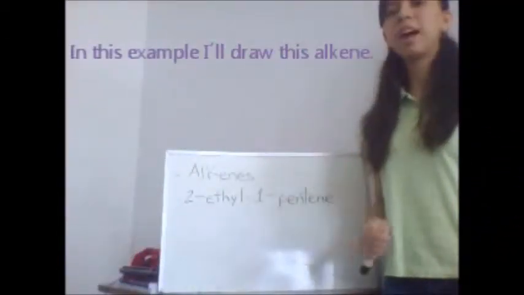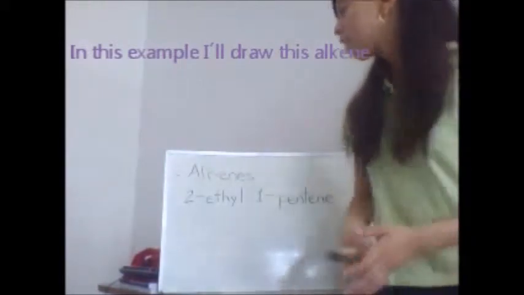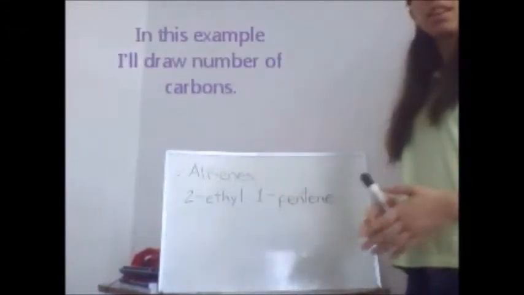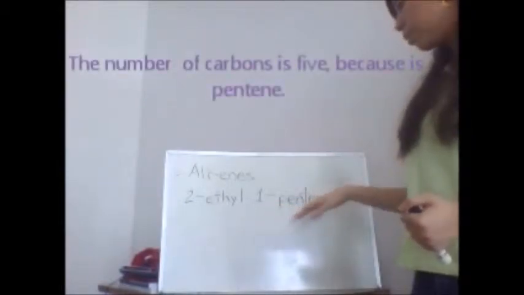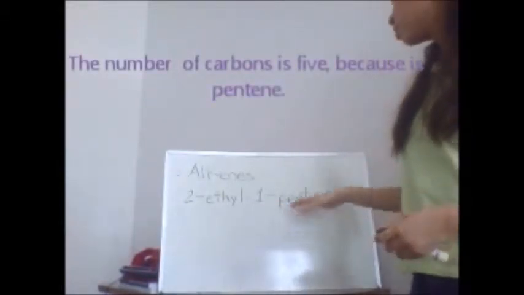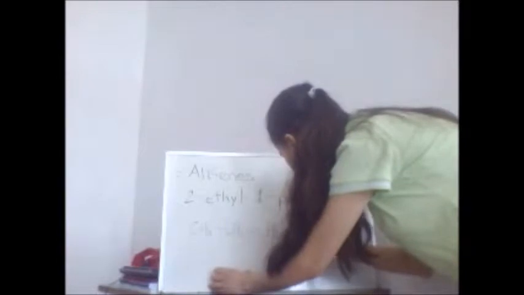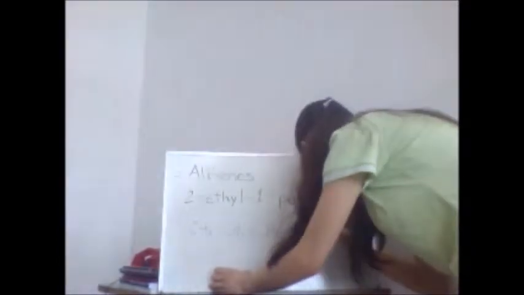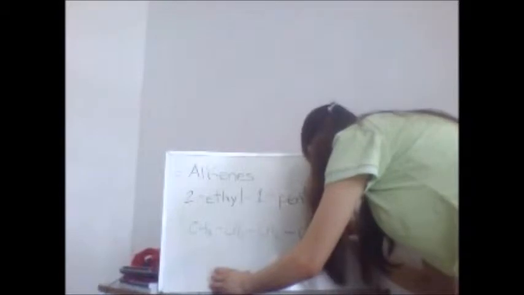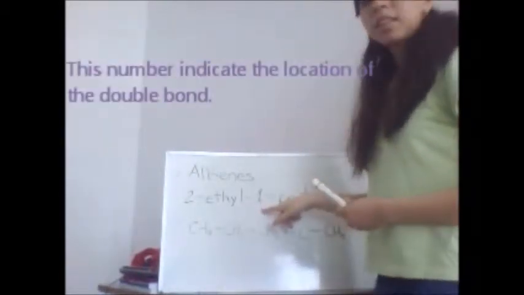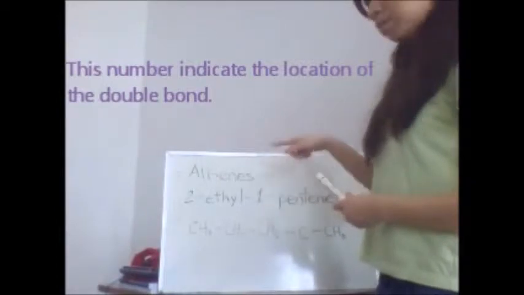In this example, I will draw the alkene. I will draw the number of carbons. The number of carbons is 5 because it's pentene. Indicate the location of the double bond.